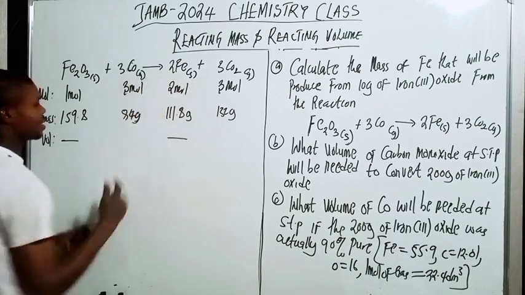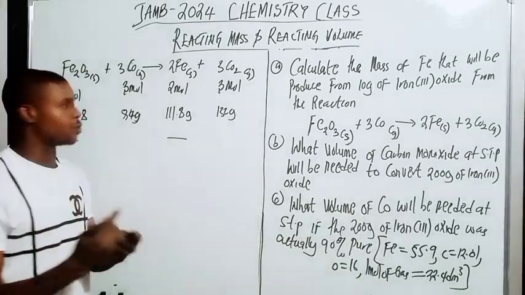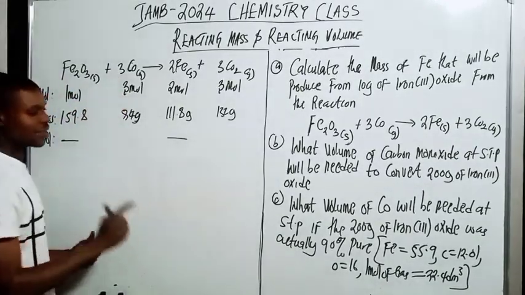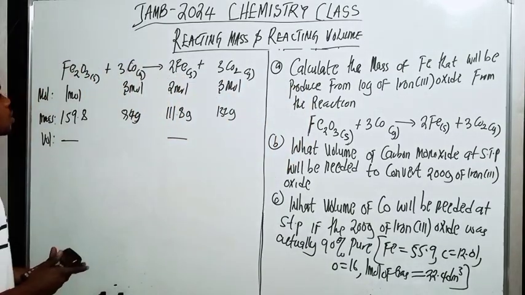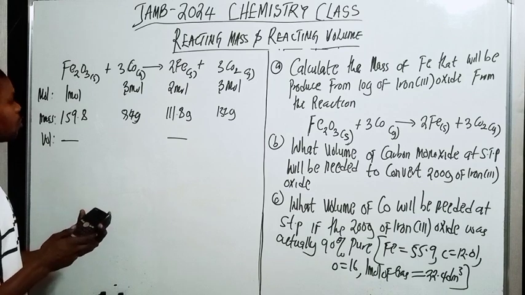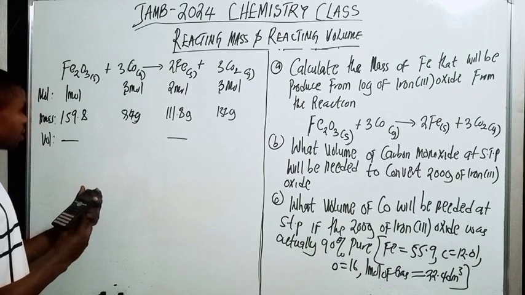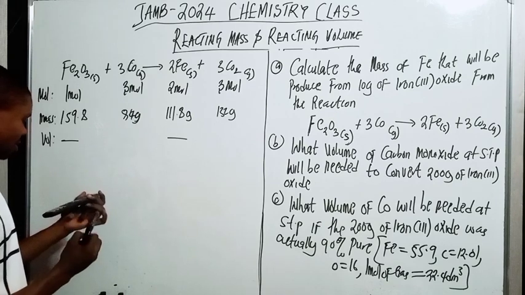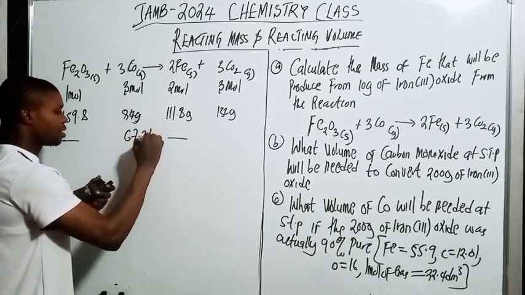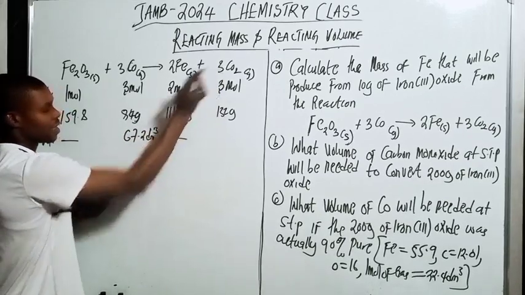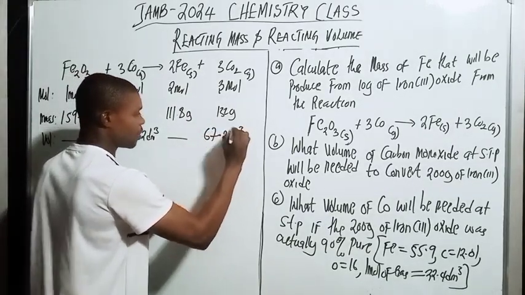Now these two are gases, right? Because for every 1 mole of a gas, I have 2.4 dm cube. How many moles do you have here? You have 3. So 3 times 2.4. Do you understand? So it is 2.4 times 3, which is around 67.2 dm cube. Do you understand? Same here, 67.2 dm cube. Do you understand?